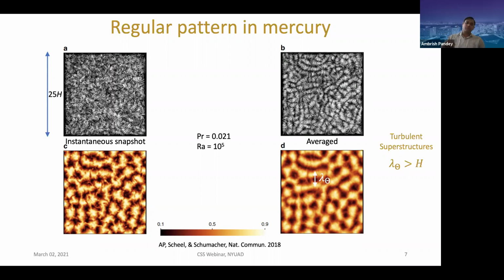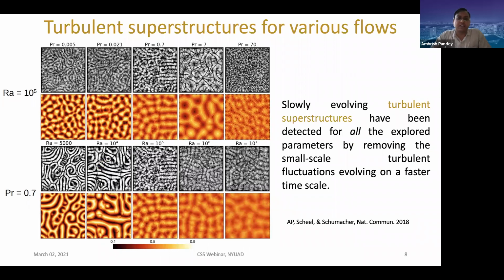If we do this particular coarse graining procedure to remove the turbulent fluctuations for all our explored cases, we find regular patterns for all of them. For instance, this is the series at a Rayleigh number of 10 to the 5. We fix the driving force and change the fluid we are studying: liquid sodium, liquid mercury, air, this is water, and this corresponds to some oil, for instance. We see that regular patterns exist in all the cases.